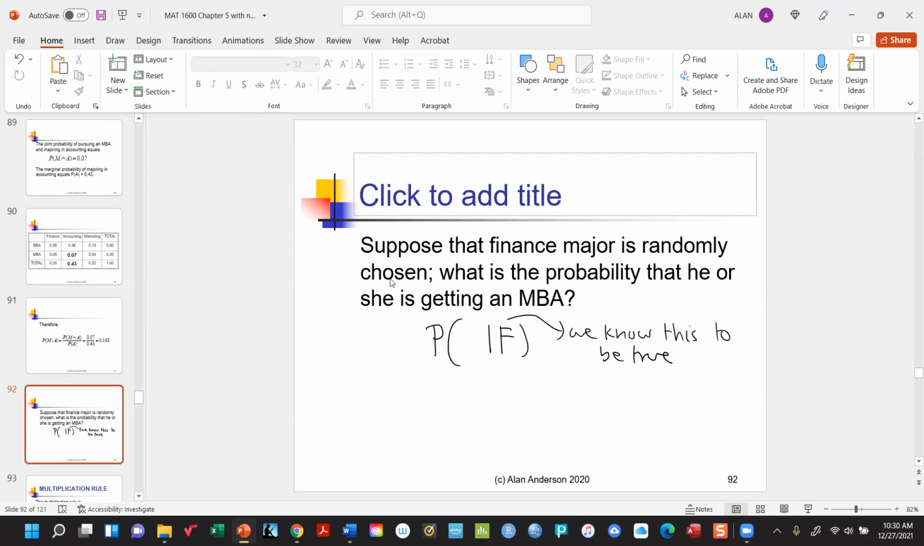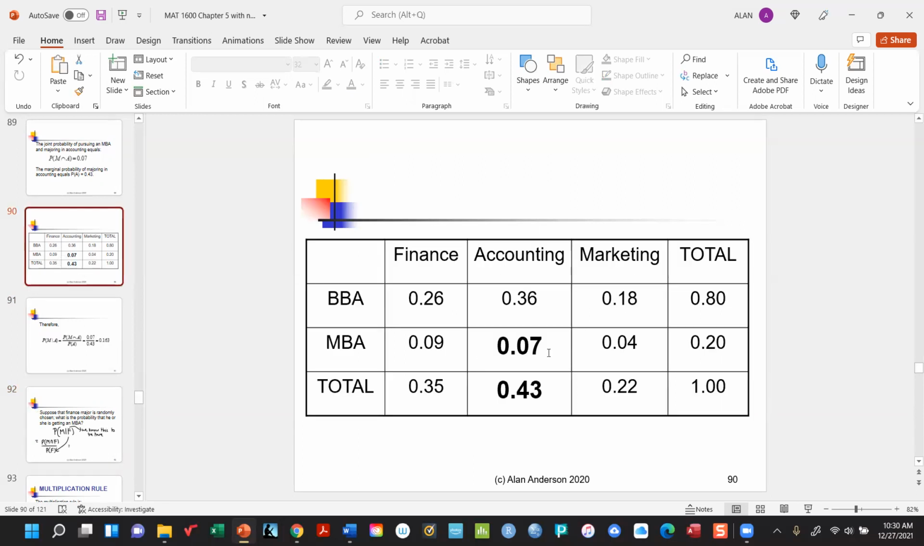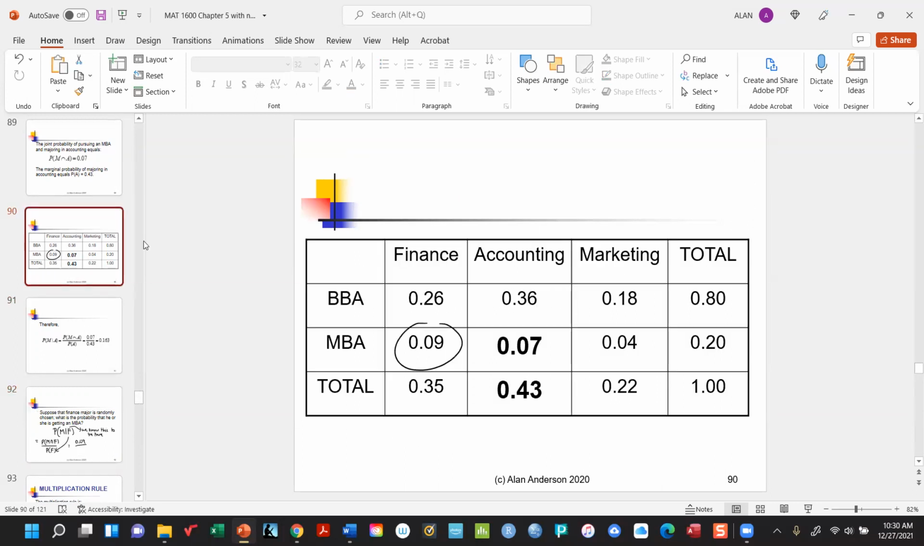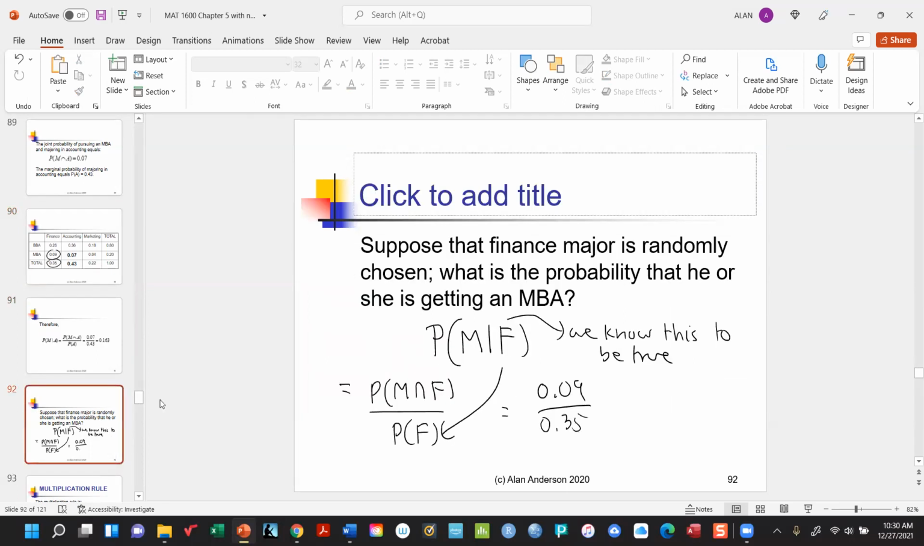Therefore, we can put anything we want here. In this case, we're going to go for the MBA. And by definition, we need the joint probability of M and F in the numerator, and then we'll divide that by the probability of F. Remember, that's the one that we're given. And then we can go back to the table. M and F is right here, 0.09. And F is 0.35. Okay, so that works out to be about 0.257.